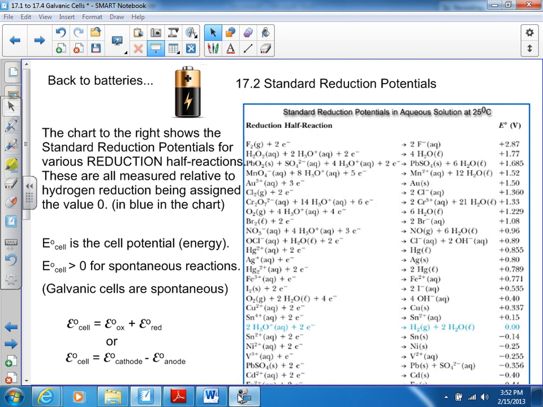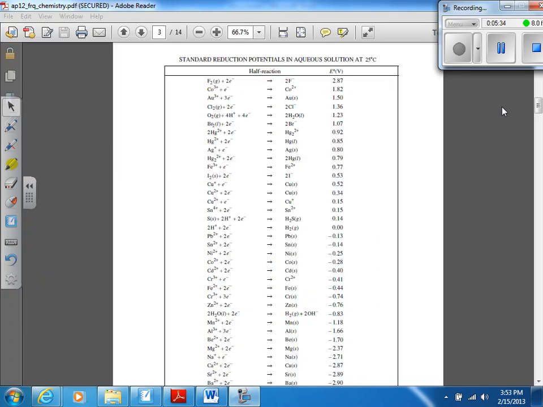I just want to show you real quickly this chart right here. You get this on the AP exam. They are standard reduction potentials. You're given all the half reactions. These are all reduction. Gaining electrons is reduction. So these chemicals are gaining electrons to get reduced. F2 to F-. And then these are your standard reduction potentials for the half reactions.